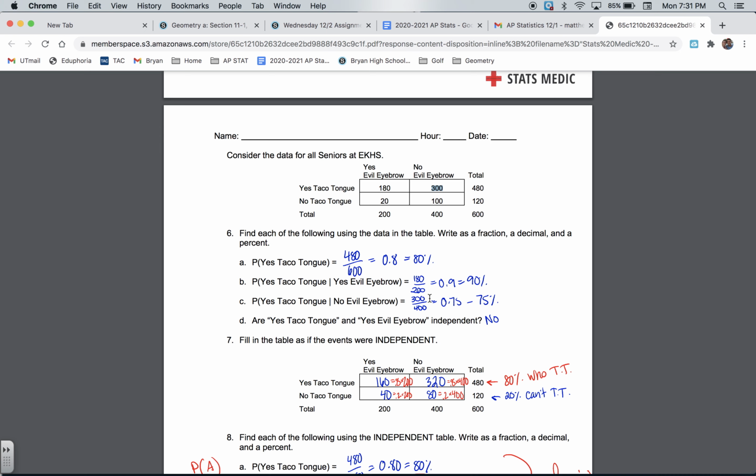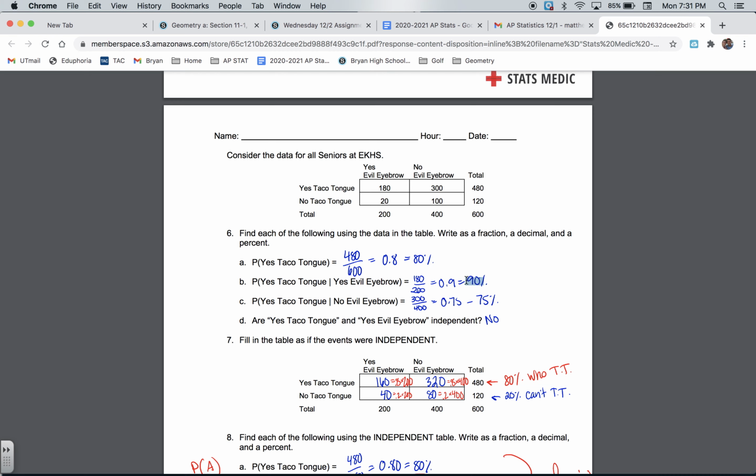All right. So, are the events yes taco tongue and yes evil eyebrow independent? So, do the odds change from one of those events to the other? Like, if I knew you were a yes evil eyebrow, would that change if you could be a taco tongue or not? All right, so here's our original 80%. If nothing changes, I should be 80%.